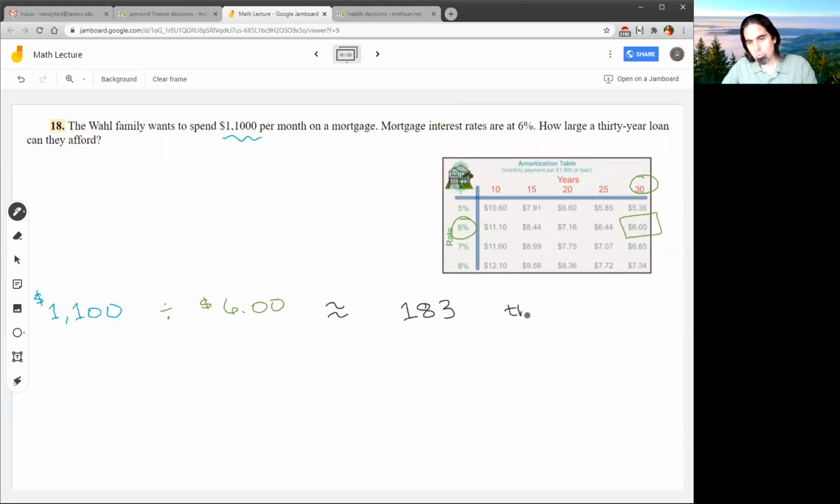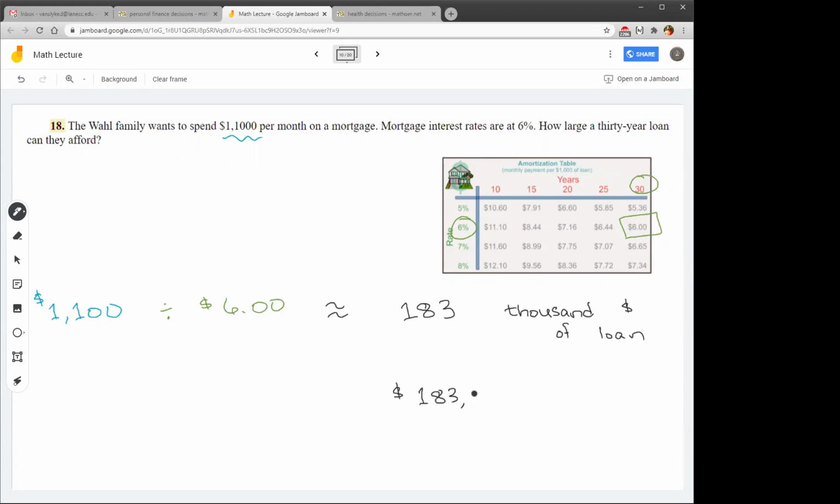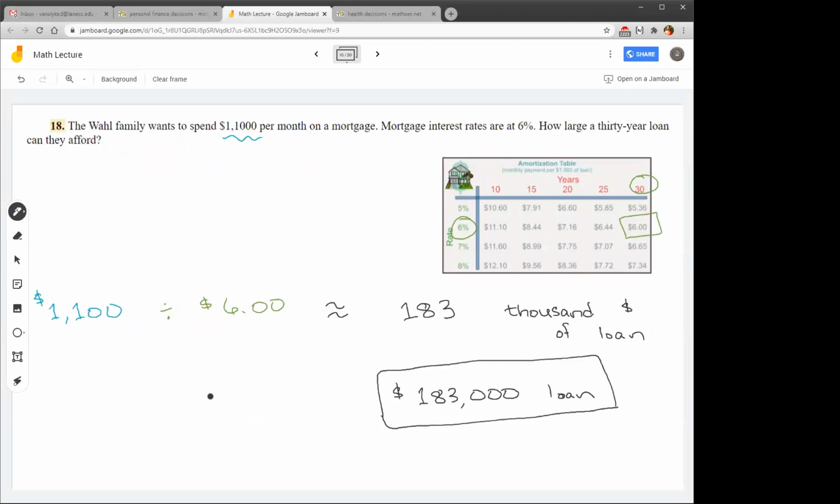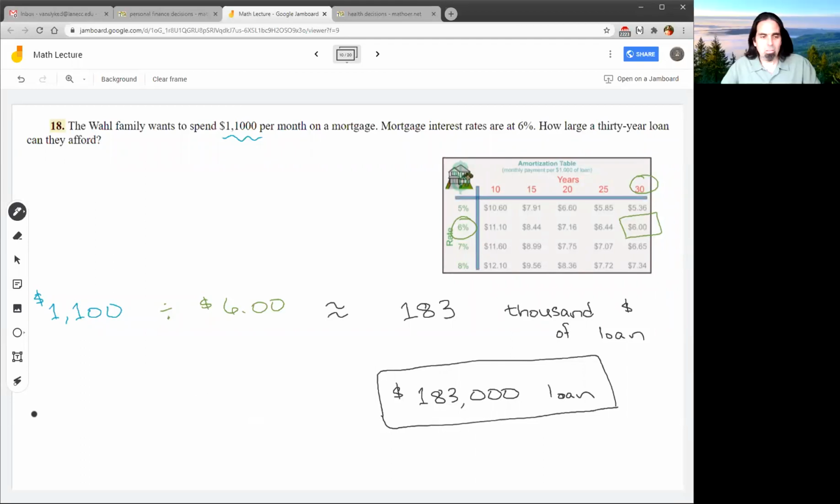So each time they do that, they get $183,000 of loan. And of course, we don't write it that way. We're going to write it as $183,000. Does that make sense, either with my bank teller story or not?